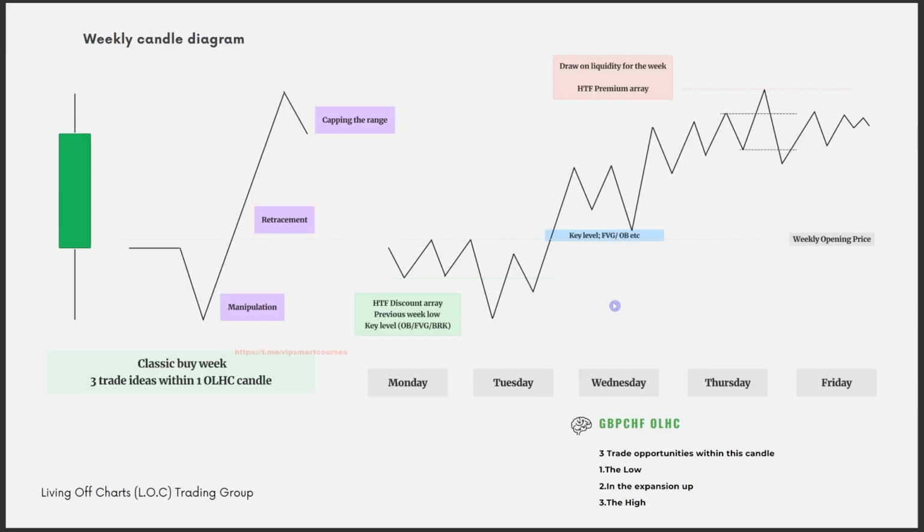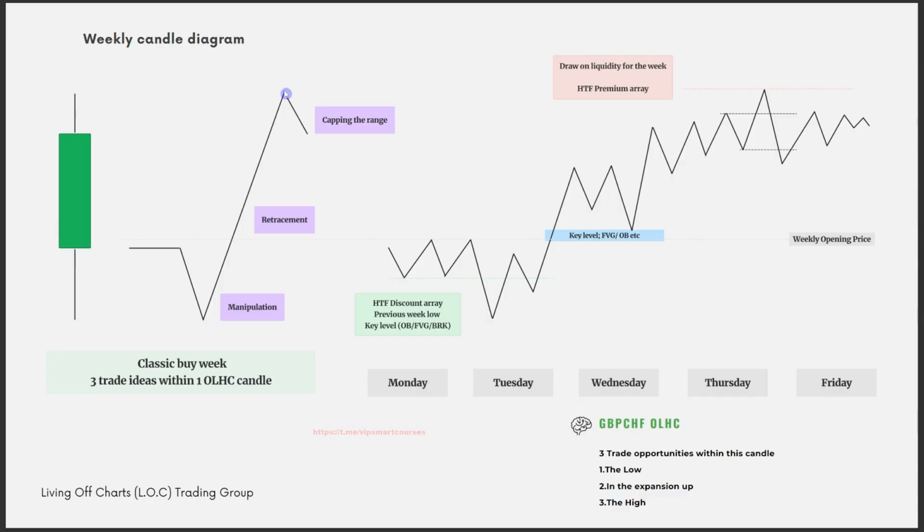Right, so we've got the weekly candle diagram over here. Might be a lot to take in, but we're gonna walk you through everything that is on the screen. So we're gonna be talking about the classic buy week. And in this classic buy week, there are three trade opportunities within that one open, low, high, close candle, right? We've got the manipulation lower, that is an opportunity. Then once it is in expansion, there will be a retracement. That is another opportunity which you can focus on.